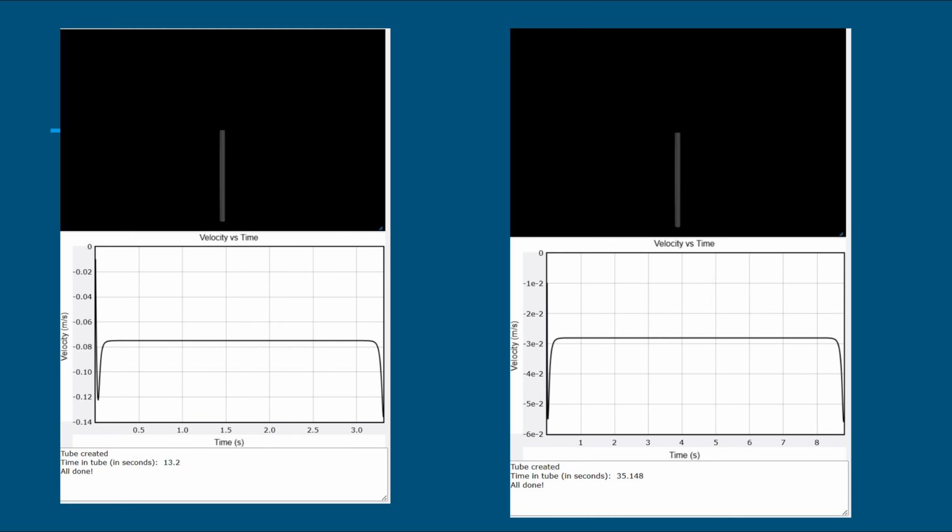So here are the two graphs. On the left, you can see that is with a mu value of 1.152, I believe, or 8, or 3. So it's around that range. This gave us a time of 13.2, and the other one is the 1.8855, which gave us a time in the tube of 35.148. Interestingly enough, you can see that both of the graphs are very similarly shaped. However, one is spread out over a longer distance, at least the center of it is.